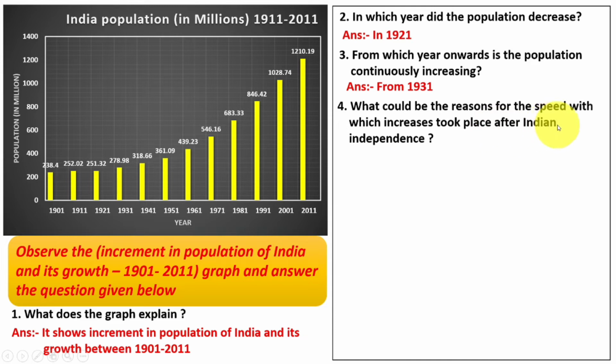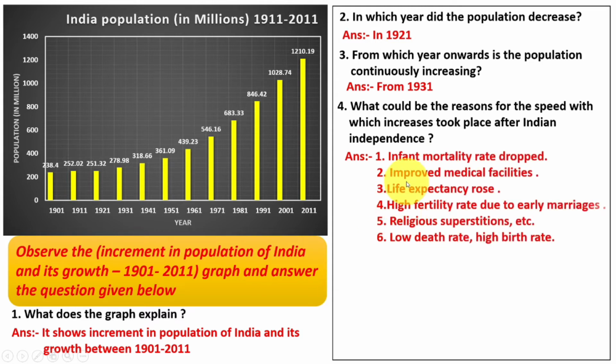What could be the reason for the speed with which the increase took place after Indian independence? Infant mortality dropped, medical facilities improved, life expectancy rose, high fertility rate due to early marriages, religious superstitions, low death rate, high birth rate, etc. are the reasons for this.